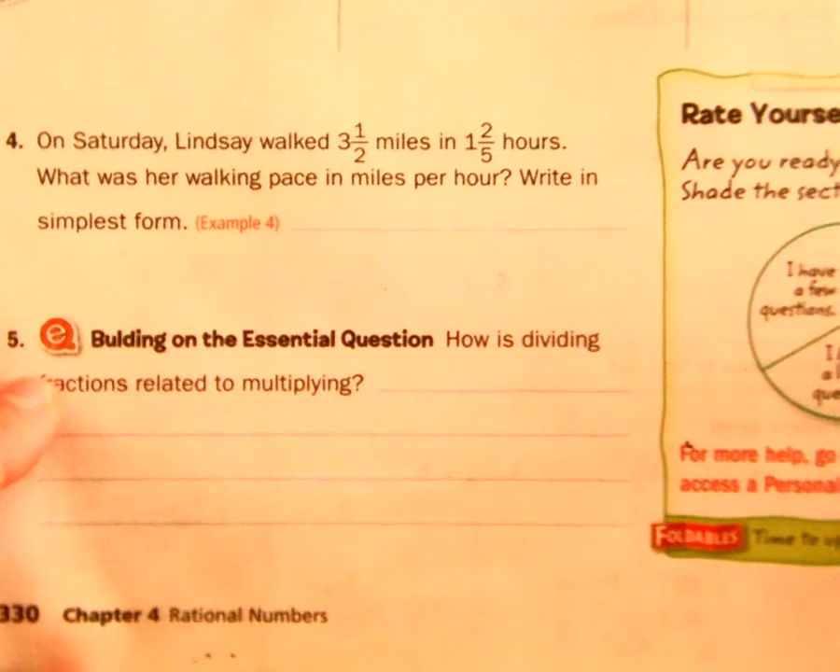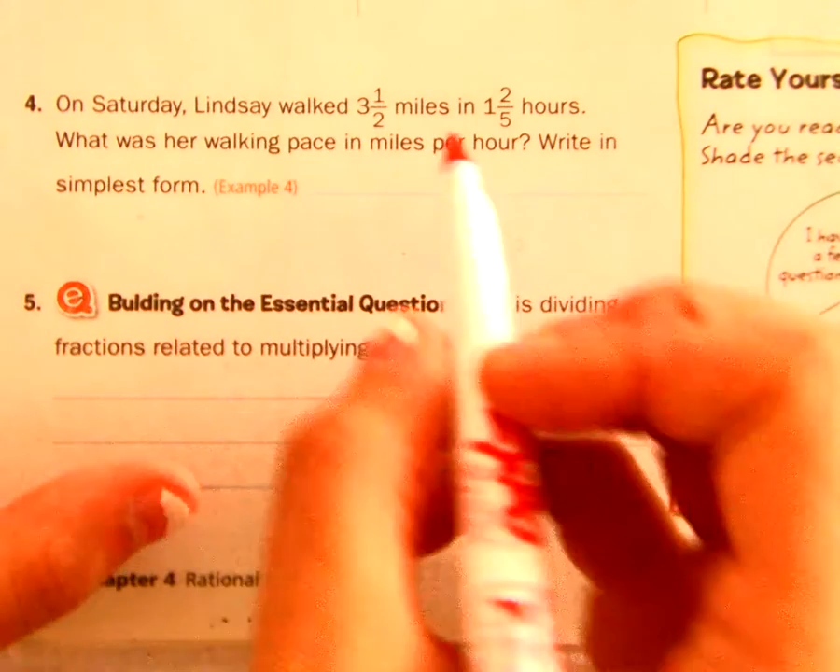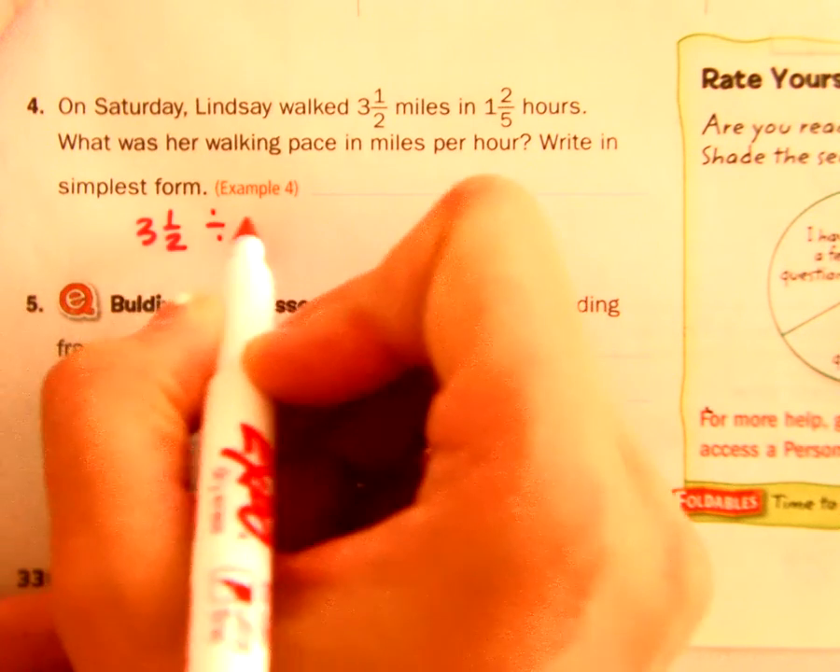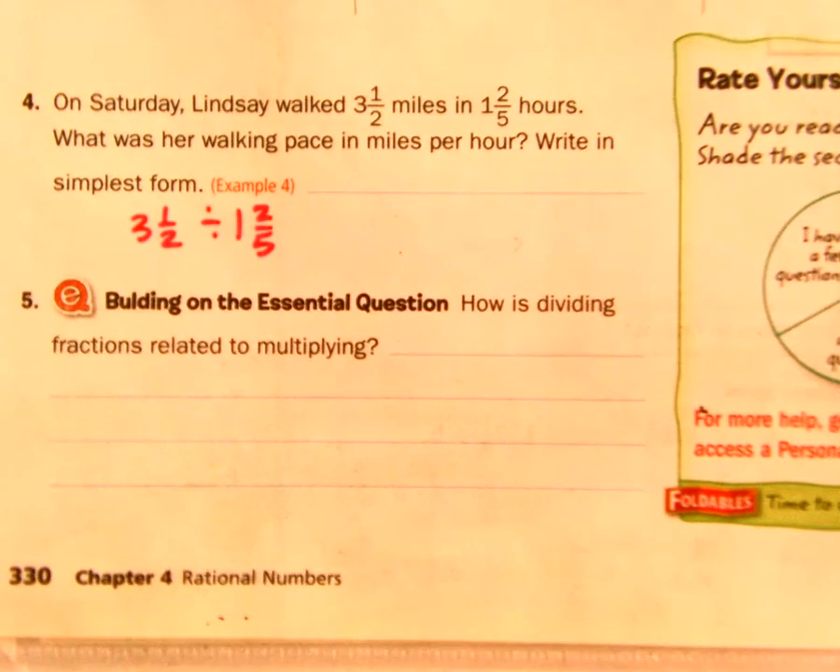And a story problem. On Saturday, Lindsay walked 3.5 miles in 1 2/5 hours. What was her walking pace in miles per hour, and write in simplest form? So now I want to know how many miles per hour did she go. So I need to set up my problem according to the labels they tell me. When we're dividing, we take how much we have, and we're dividing into what size of pieces or how many pieces we want. So here it tells us miles per hour. So I know she went 3.5 miles, and I'm going to divide that by 1 2/5 hours to figure out how many miles per hour did she go.